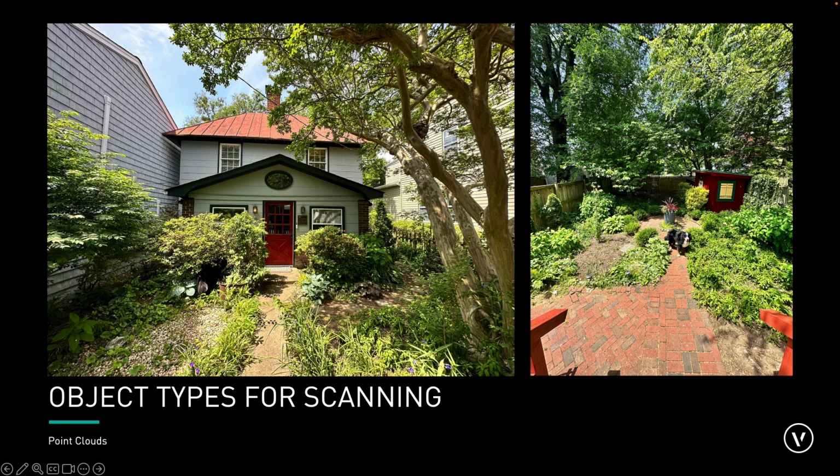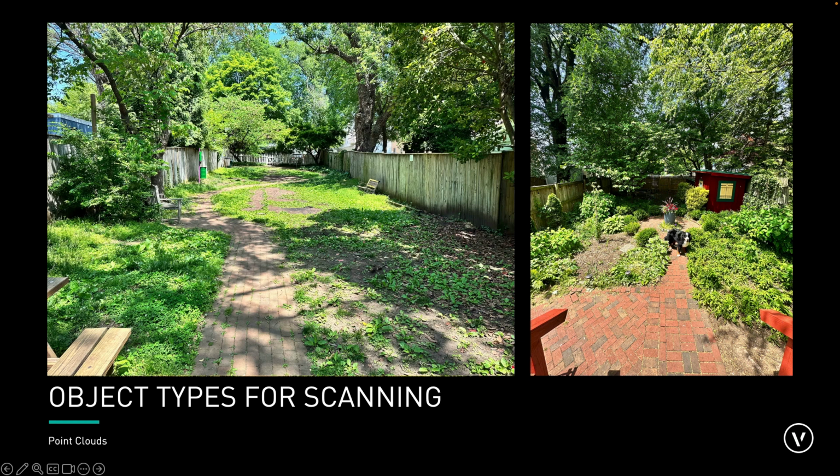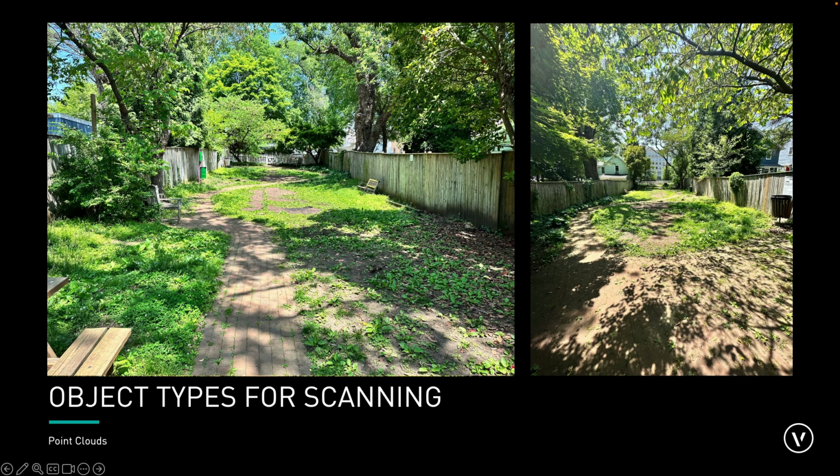For point clouds, this includes smaller sites that you can walk around in 10 to 20 minutes and are not easily accessible by a drone. Perhaps a residential site like you see here, or a small park, or a hillside, or maybe even a wooded area seeking a proposed path or boardwalk.